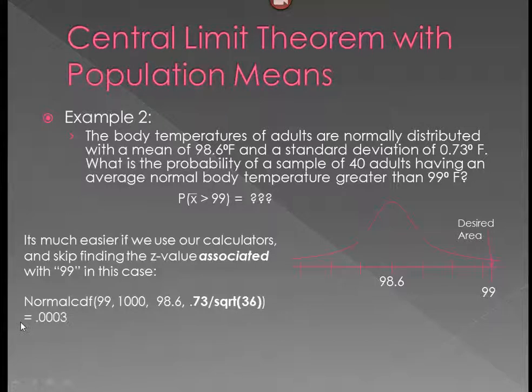Here we get 0.003. This is the area to the right of 99 degrees, and hence this is my probability.